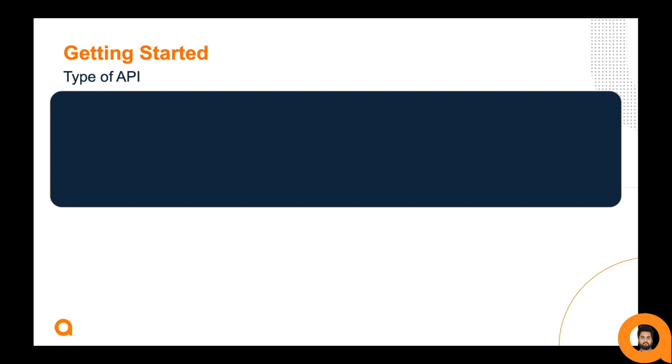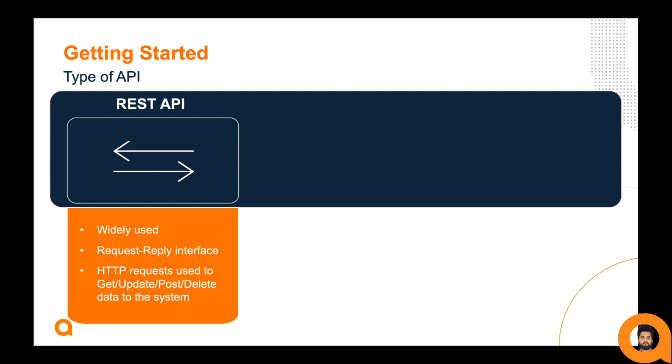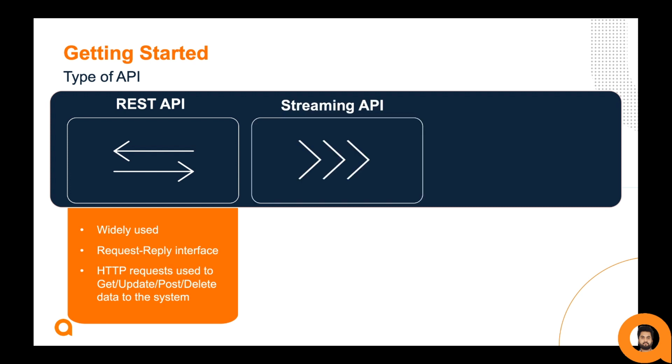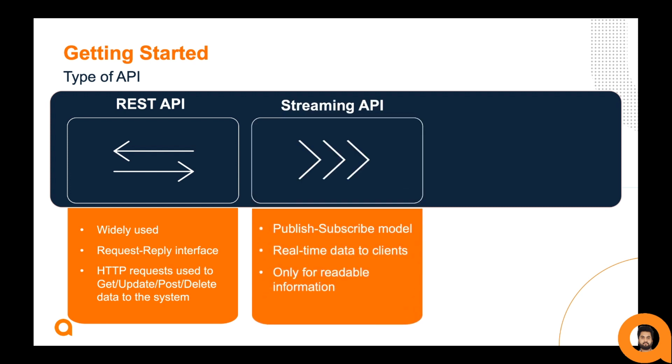There are three types of API available on Central, namely REST API. It is the most widely used API, which is of a request-reply style interface where HTTP requests are used to get, update, post, and delete data to the system. Streaming API. It is a publish-subscribe model where subscribers subscribe to the data published by Central. It provides real-time data to the clients. However, it only provides readable information and nothing can be configured back.